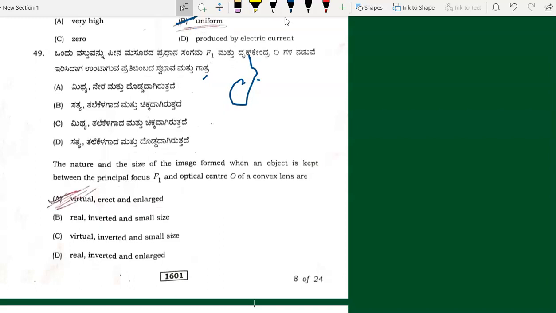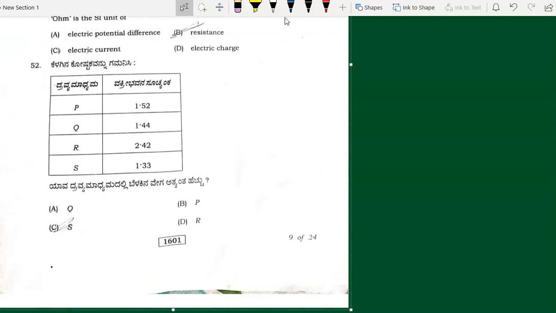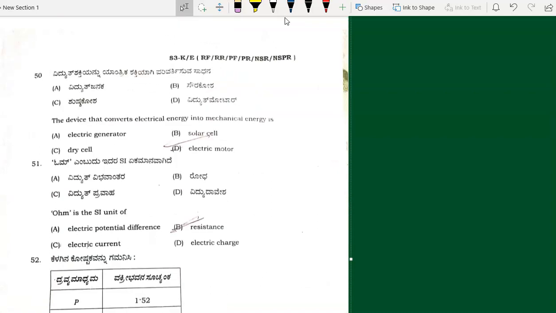Okay, let's see your next question. When you place this, you know already, a virtual, erect and enlarged image is going to form. Next we have the 50th question. The device that converts electrical energy into mechanical energy. Yes, it's an electric motor.